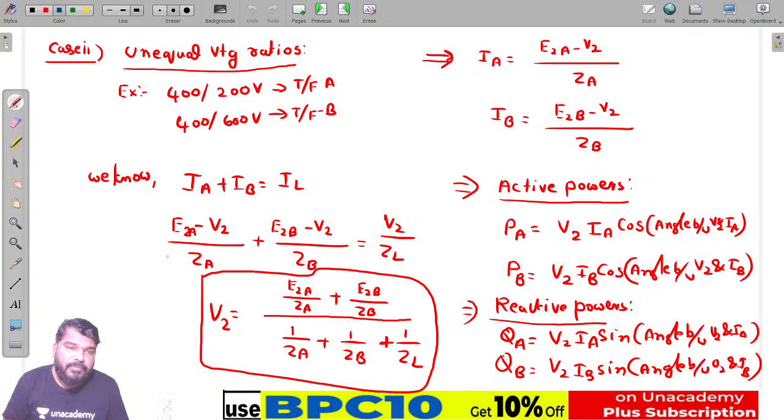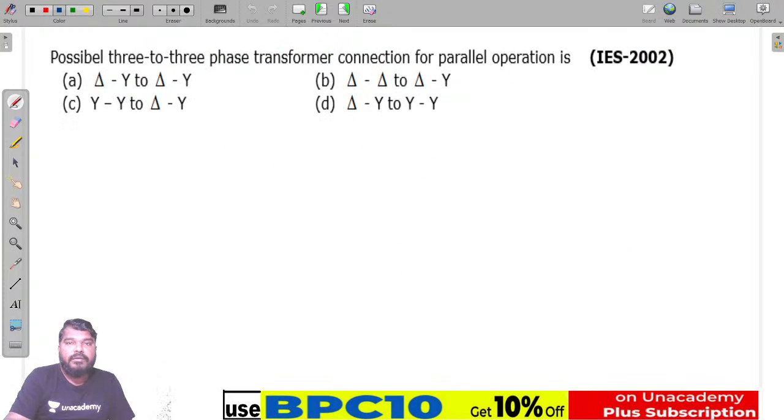Sometimes we have a question on terminal voltage, the armature currents in A and B, and active power, reactive powers, and also KVA. So now we will solve some questions based on this concept. First, all of you read this question.